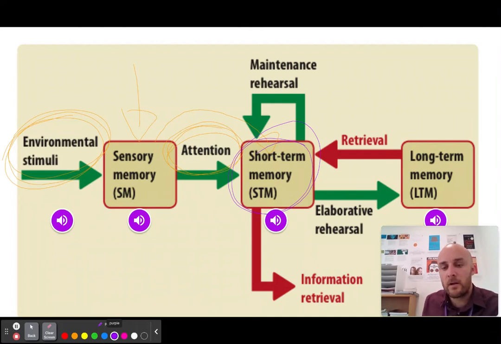A couple of things. I'm going to go back to sensory. Actually, no, I won't.